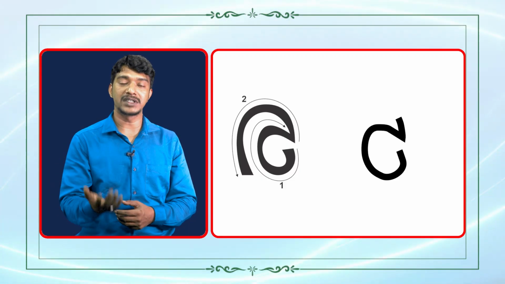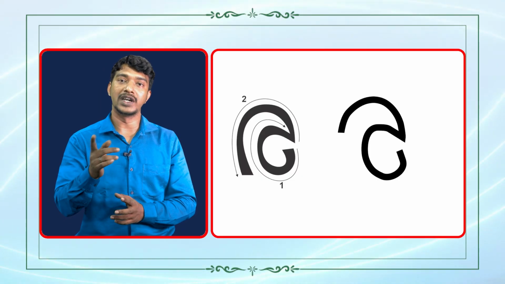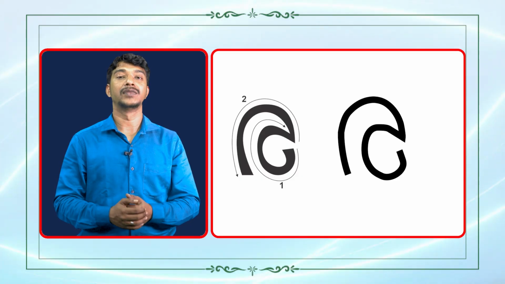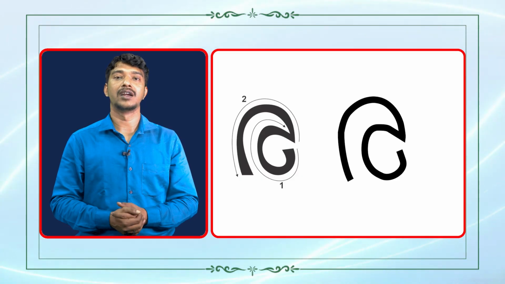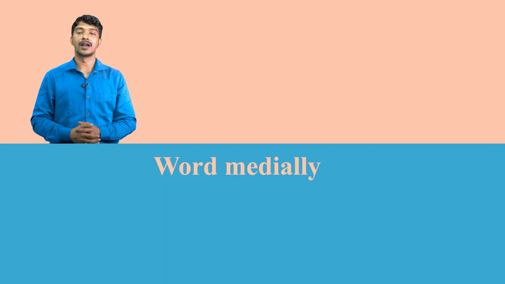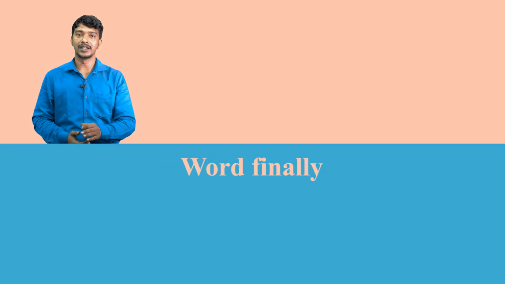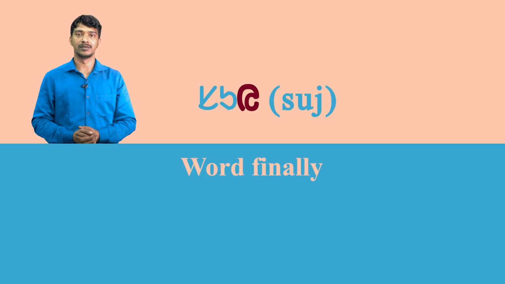Finally, draw a semicircle over the small semicircle from right to left downward to the bottom. In this way, We is graphically written. This letter occurs in two positions in a word, as medially and finally, from the viewpoint of orthography. The examples are as follows. Word medially, it can appear in kaira, means banana. Word finally, it can appear in sui, means needle.